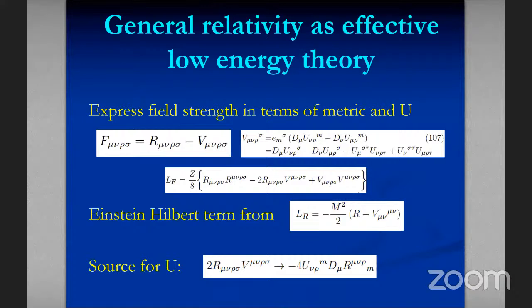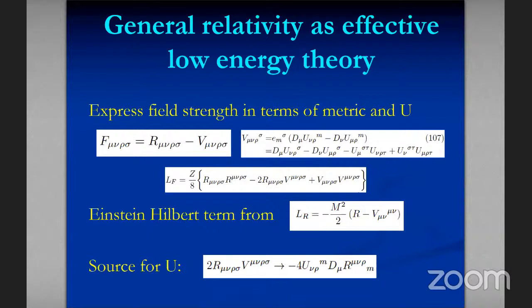The Einstein-Hilbert term is now a term linear in the field strength. That's just the curvature scalar plus some contraction of this V tensor. And if you want, the first approximation is, of course, you just take your V tensor to zero. In this case, only the curvature tensor remains, and then this is just general relativity.